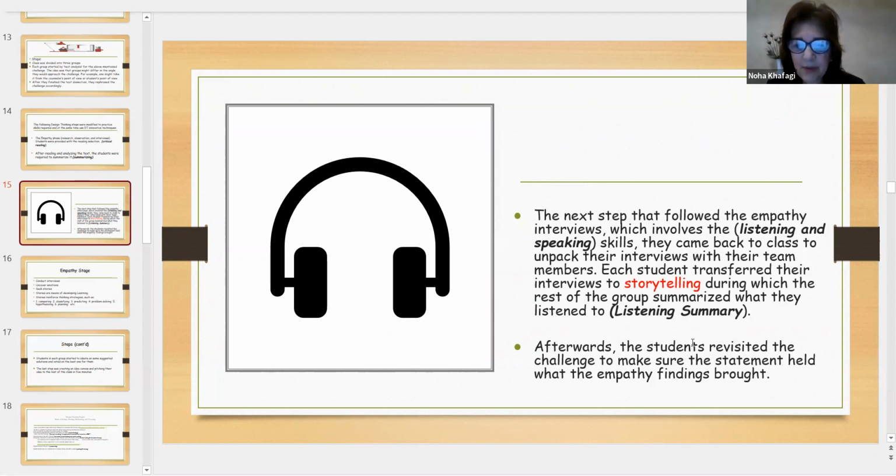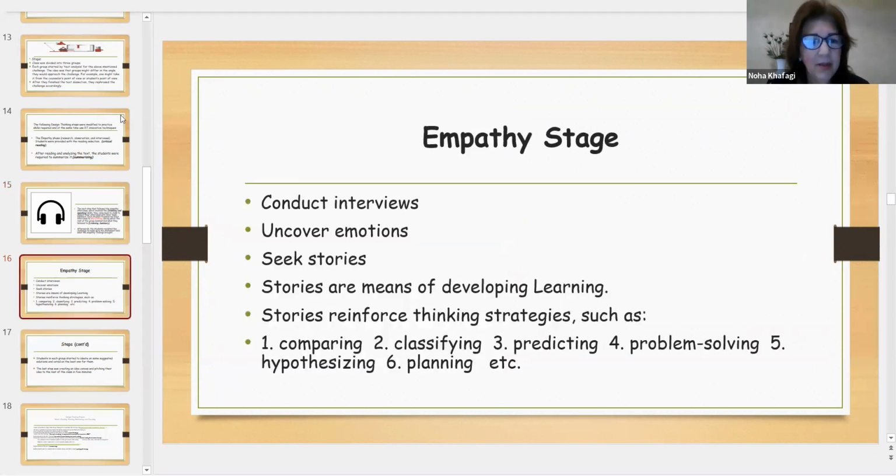Afterwards, the students revisited the challenge to make sure the statement held what the empathy findings brought. And then the empathy stage. They conducted interviews, they uncover emotions, they seek stories, as I said, and the stories reinforce thinking strategies such as comparing, classifying, predicting, problem solving. And I'm going to share with you the stories they create.